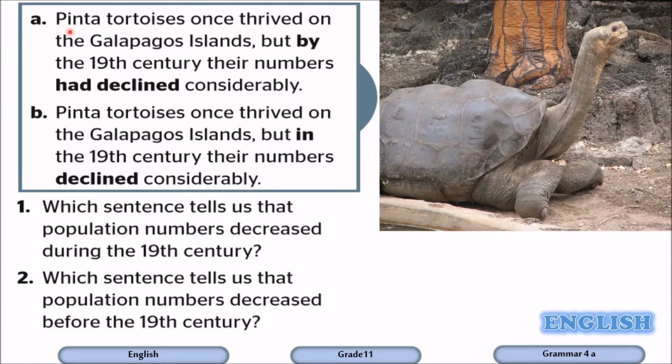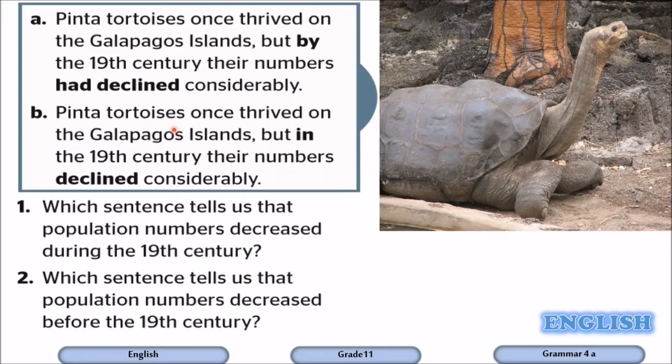Let's read them carefully and try to understand them. A, Pinta tortoises once thrived on the Galapagos Islands, but by the 19th century, their numbers had declined considerably. Number B, Pinta tortoises once thrived on the Galapagos Islands, but in the 19th century, their numbers declined considerably. The question is, which sentence tells us that population numbers decreased during the 19th century?